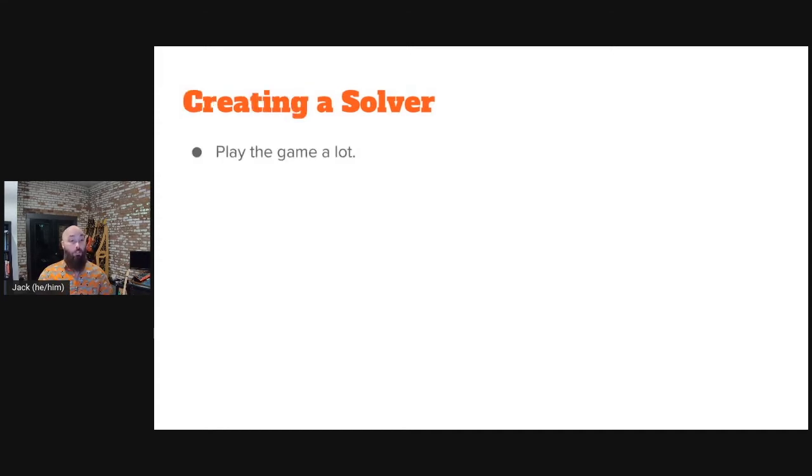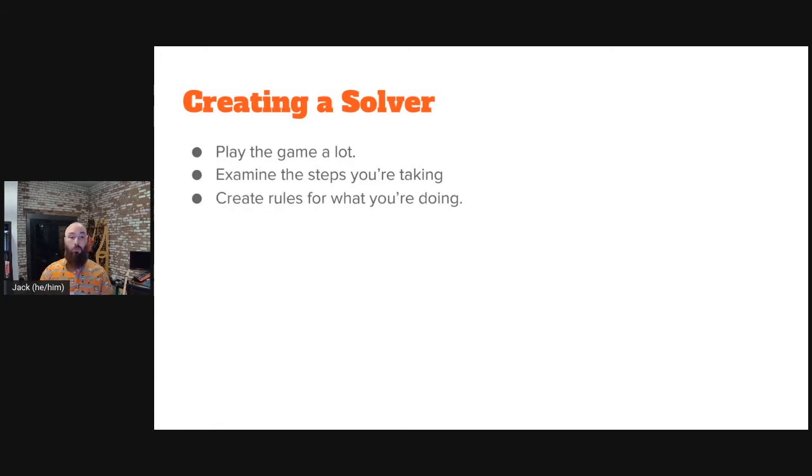So as far as creating a solver, Zach and my technique is not necessarily very rigorous. We play the game a lot, examine the steps we're taking, and then you try to create axiomatic rules to describe the steps that you've taken, right? So in the example of Knotwords, it's like, oh, if I see these two letters or these three letters, I have an intuition that they're most likely going to be in this order, right? I before E, for example, stuff like that.